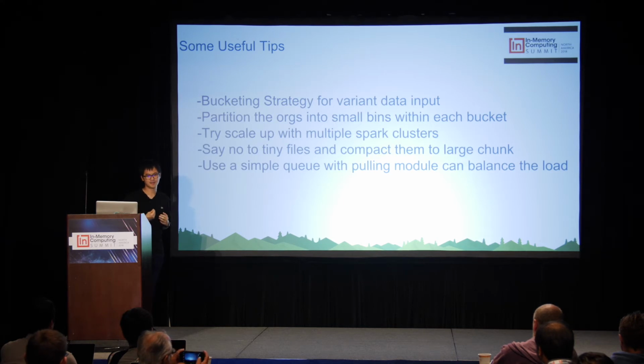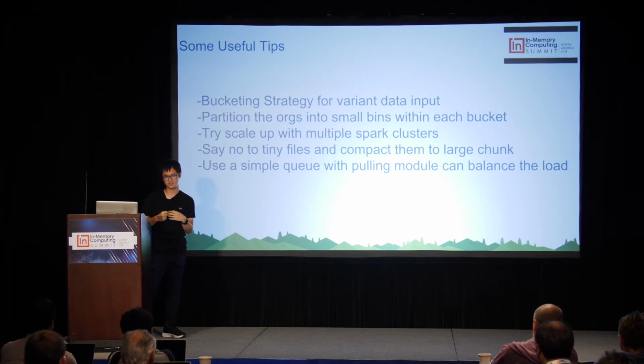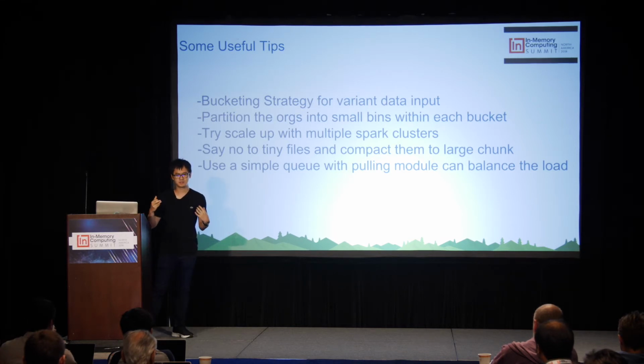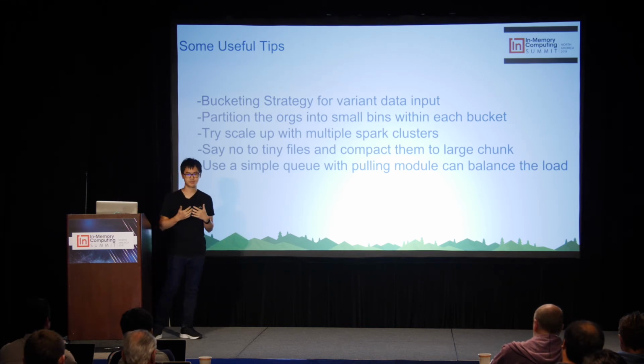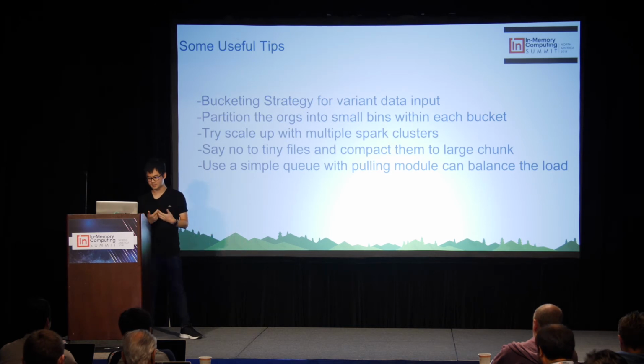So we have some useful tips before we go to the next half of the journey. If we have variance in data input, we can use a bucket strategy, which groups users of similar size into buckets. And if we want to scale up, if we have a huge number of graph generation jobs in one bucket, we can again partition those jobs within one bucket. So we can scale up by increasing the number of Spark clusters.